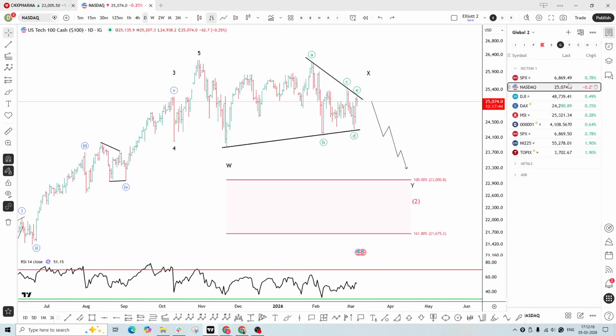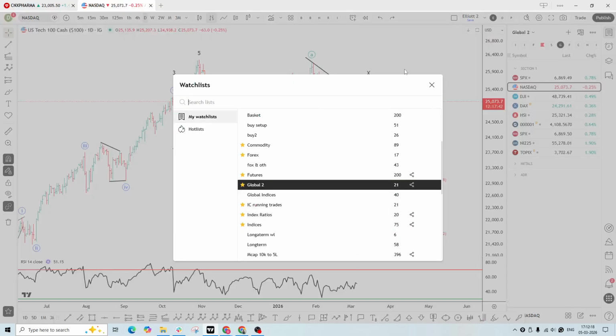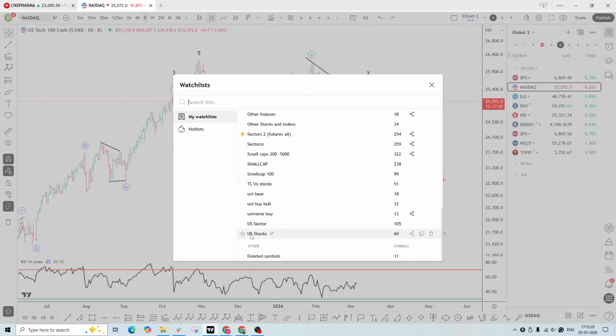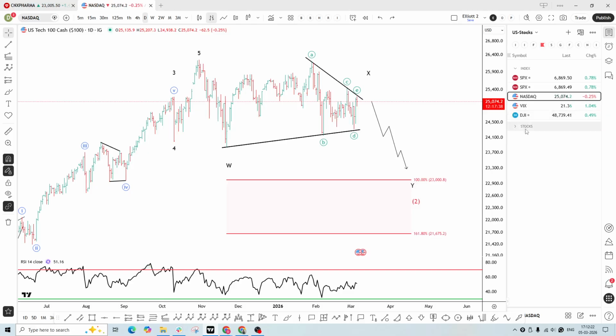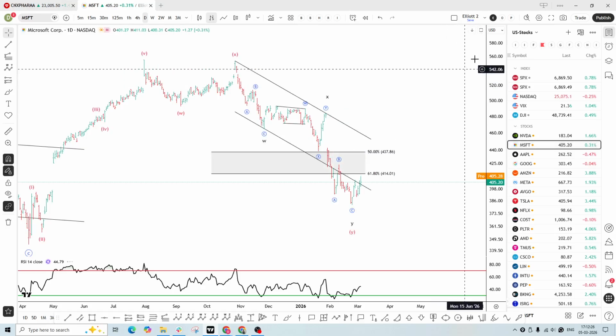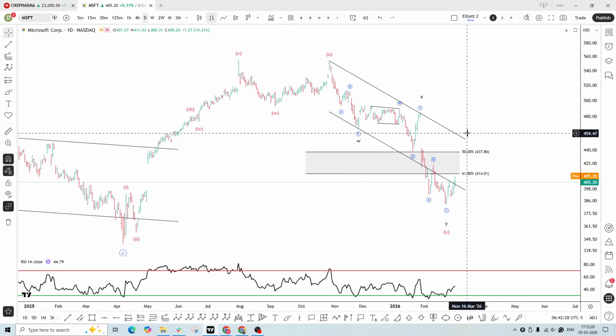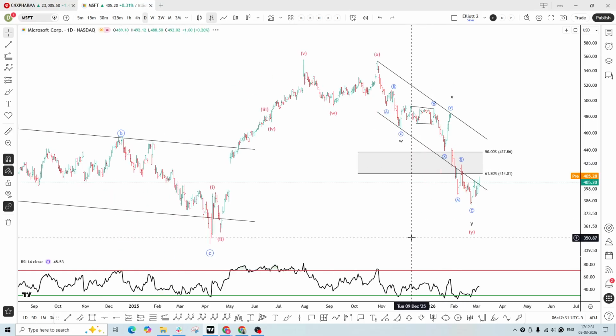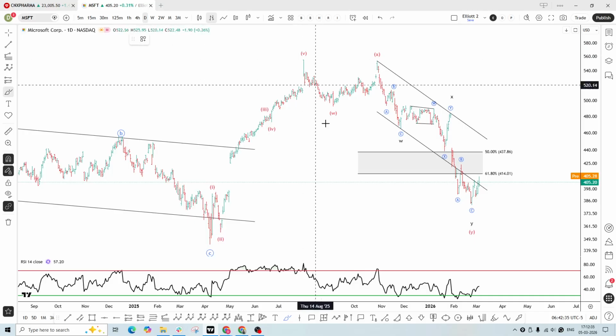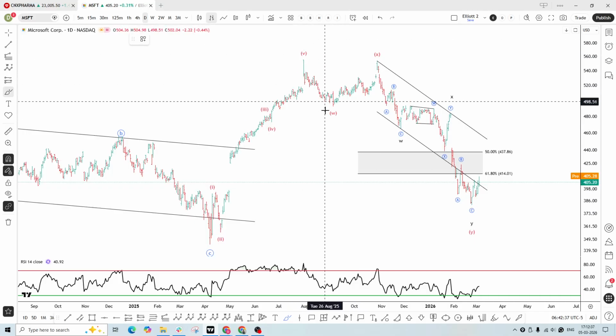So this was on the indices side. A few of the stocks which we can also discuss: let's have a look at Microsoft, because Microsoft is something looking interesting. If you look at Microsoft on the daily time frame, we have completed this 5 wave impulsive move, and post that we are in the corrective structure.